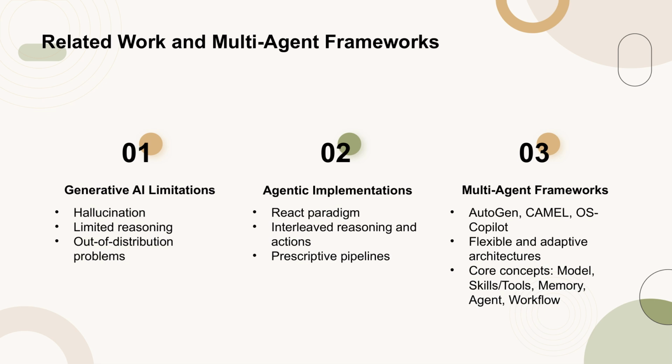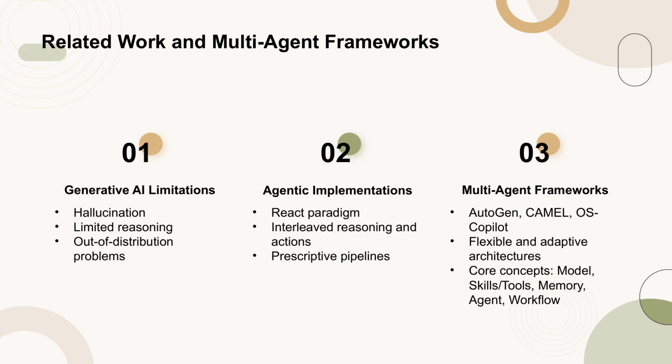The limitations of generative AI models include issues such as hallucination, limited performance on reasoning tasks, and difficulties with novel out-of-distribution problems. To address these challenges, there has been a shift towards agentic implementations where models are equipped with tools to enhance their performance. Frameworks like ReAct follow the Reason and Act paradigm, interleaving reasoning traces with task-specific actions. As tasks grow more complex, predefined pipelines show limited effectiveness, prompting the development of more flexible and adaptive agent architectures.